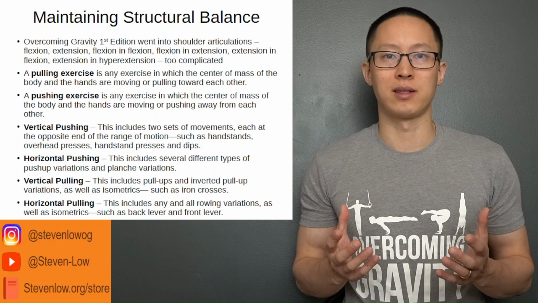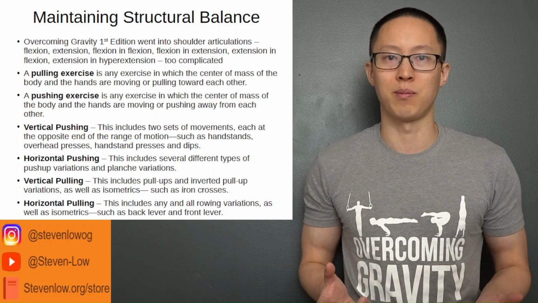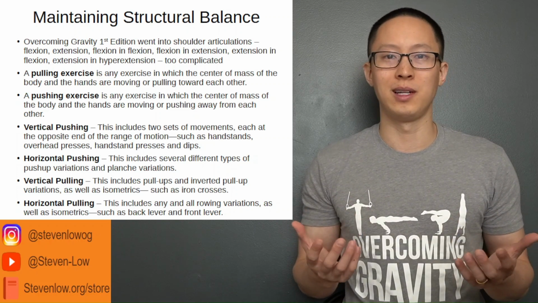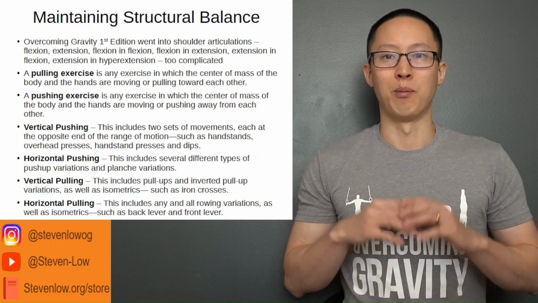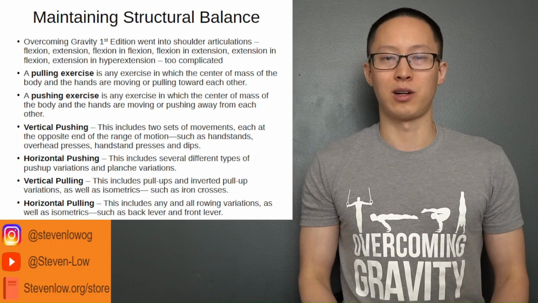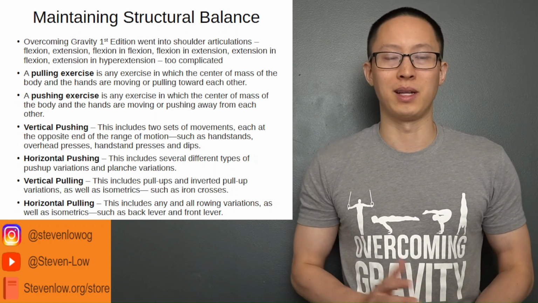The main exercises they would be useful for are things like the elevator, so the inverted muscle up. And so it's not really needed much in that case, and so most people just generally skip it. Horizontal pulling is your general inverted rows, your back lever, and front lever. So those are the main standout ones there.